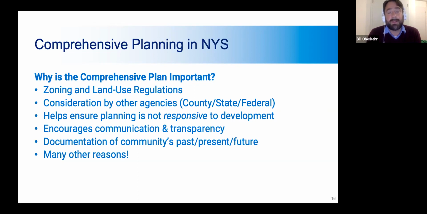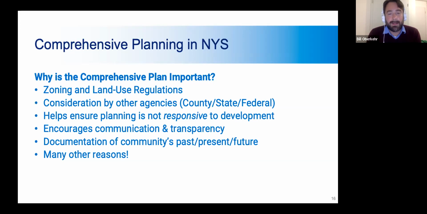It's also going to help us ensure that planning is not responsive to development, because if we plan around development that's already here, in some cases that's too late. So better to have a vision for what we would like to see in our community and do everything in our power to implement that vision. It also encourages communication and transparency between elected officials, decision makers, and the community. It gives community members an opportunity to buy in and be heard about their desires for the community, which is, as many of you likely know, very important.